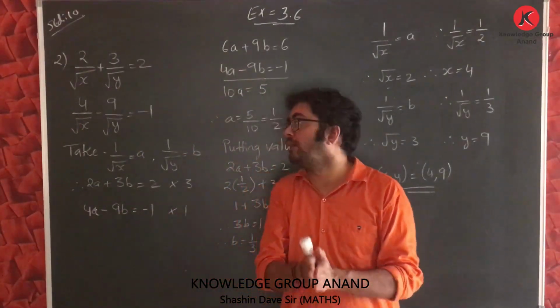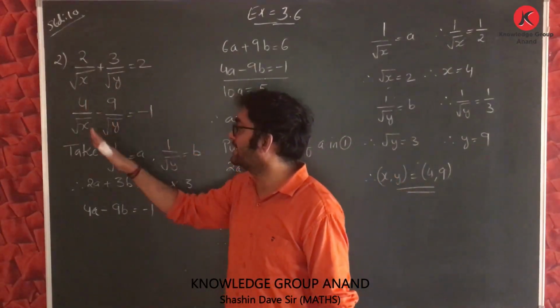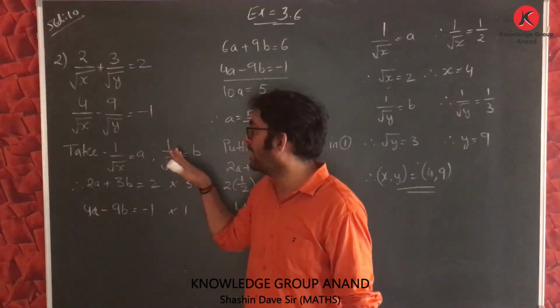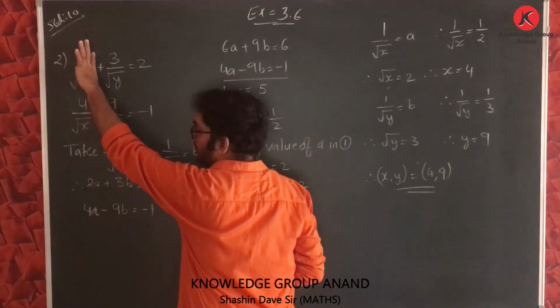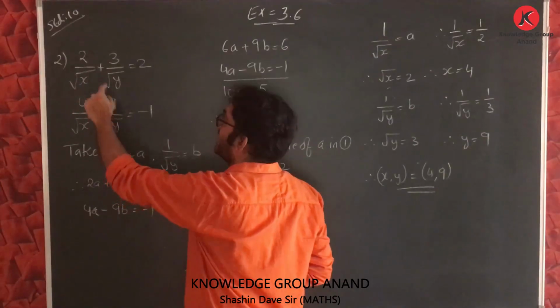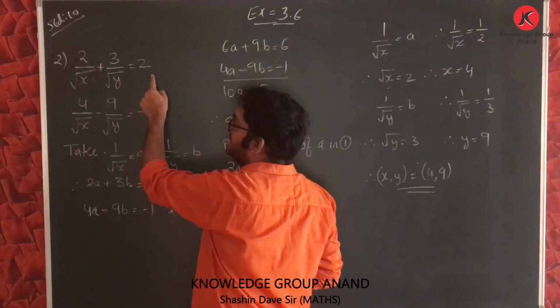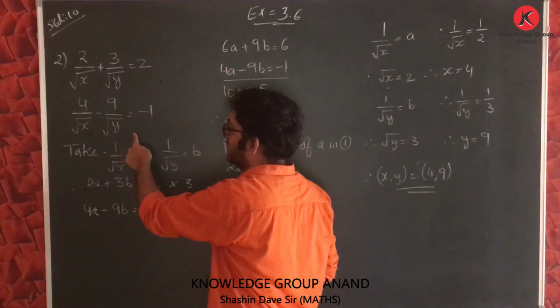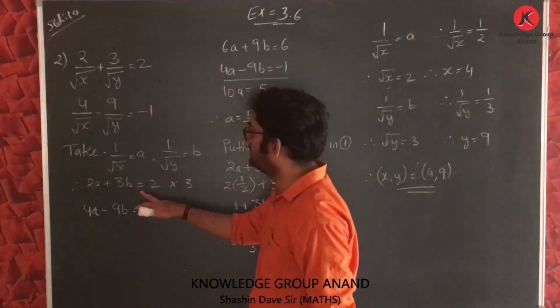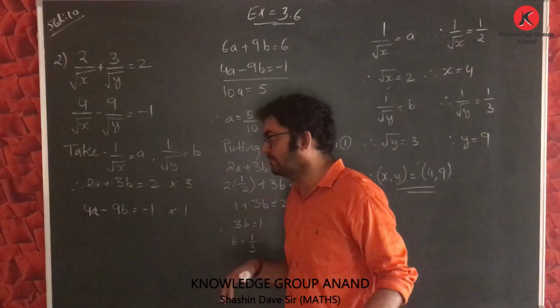Understand once again, I have taken 1 upon root x as a and 1 upon root y as b. So 2 as it is, this is 1 upon root x, so it is substituted by a. So 2a plus 3b is equal to 2 and similarly 4a minus 9b is equal to minus 1. So this is my equation number 1, this is my equation number 2.